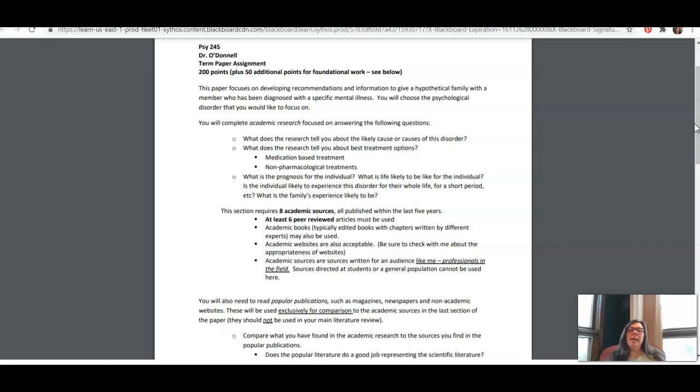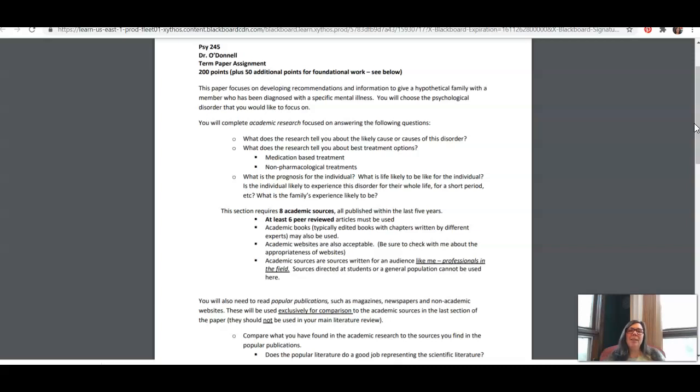And so the main body of the paper is going to focus on academic research about your topic. And so you are going to have to find peer-reviewed articles, so 8 academic sources. My strong suggestion is that all 8 of those sources are peer-reviewed articles. But you are allowed for 2 of those, or 2 of the 8, to use an academic book, or you could use a set of academic websites.